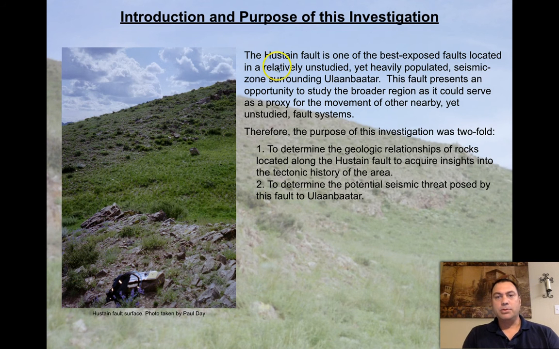So the Hustain Fault is one of the best exposed faults located in a relatively unstudied yet heavily populated seismic zone surrounding Ulaanbaatar. The fault presents an opportunity to study the broader region, as it could serve as a proxy for the movement of other nearby yet unstudied fault systems.